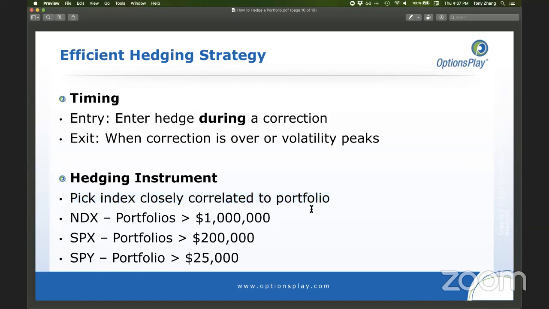Now, as far as figuring out how much to trade, this is really where it depends on the size of your portfolio. So if, let's say, you have a $1 million portfolio, you might want to hedge with NDX, which is the NASDAQ 100 full index value. If you have a portfolio greater than 200,000, you might want to look at SPX, the S&P 500 index option might be a suitable vehicle. And if you have a small portfolio, about $25,000, perhaps SPY, the ETF, is a bit more suitable. So picking an instrument based on the size of your portfolio is also something you want to consider.